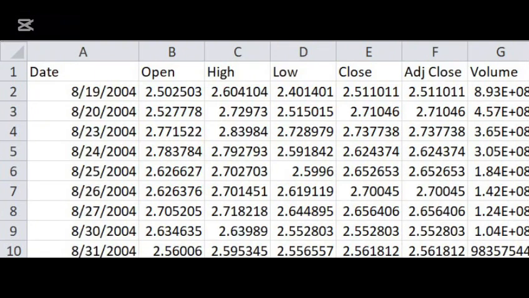Let's take an example. In August 2004, a stock opened with a price of 2.5. The highest value it reached during the day was 2.6 and the lowest it got was 2.4. The datasheet shows that the stock closed with the value of 2.5.